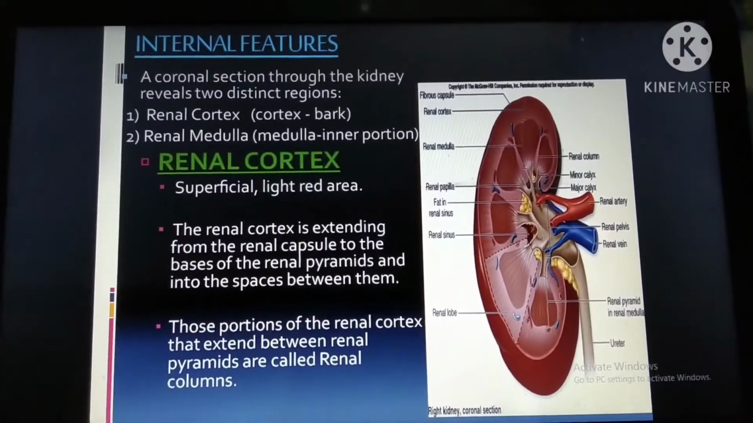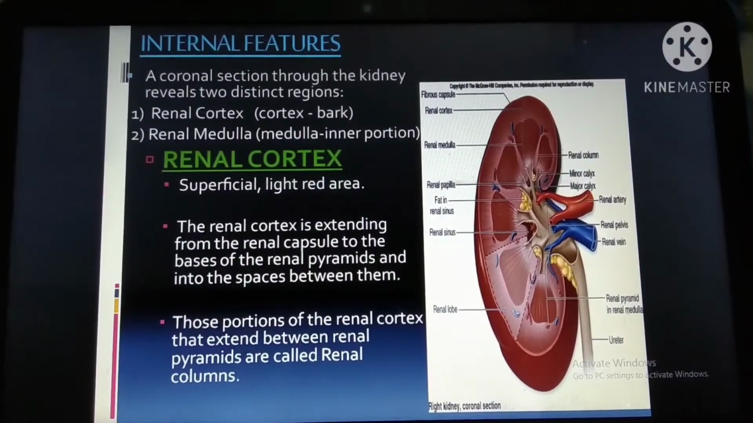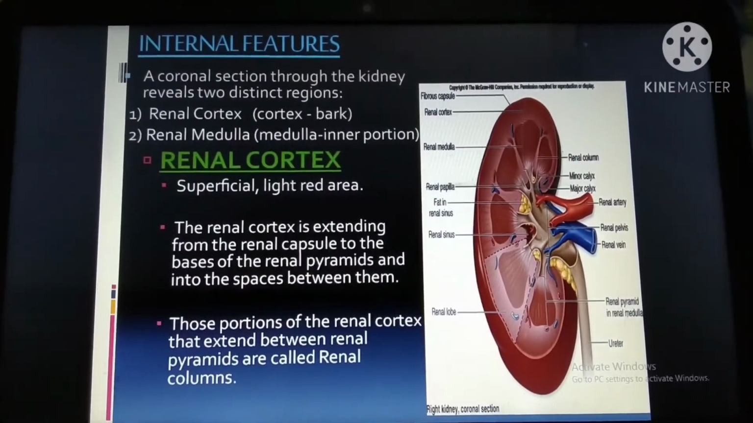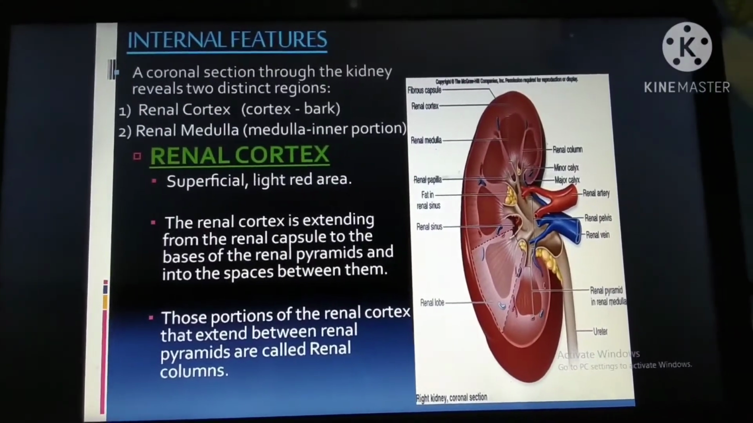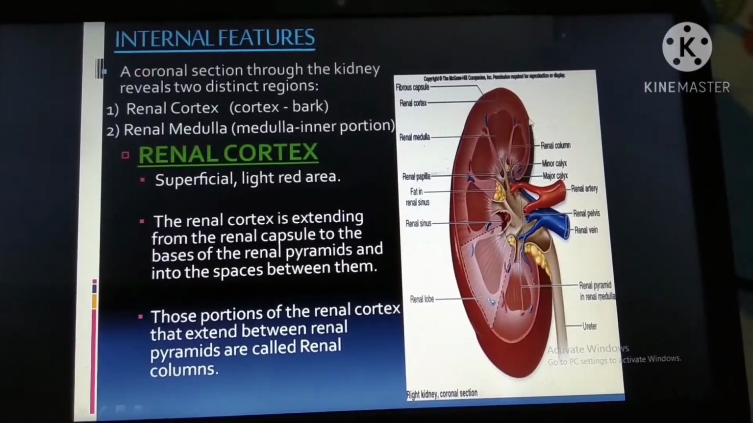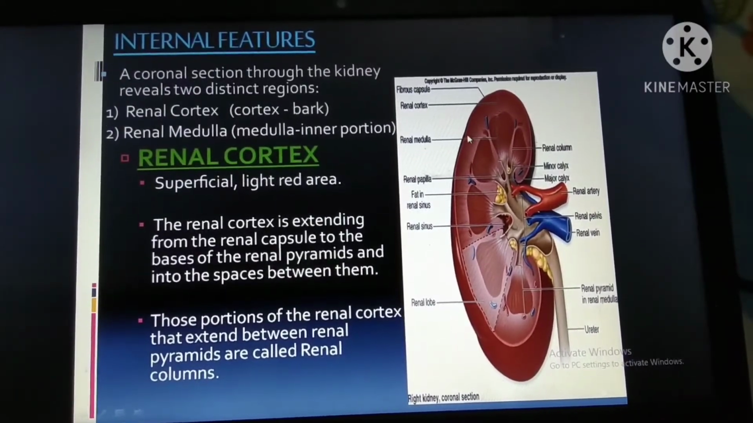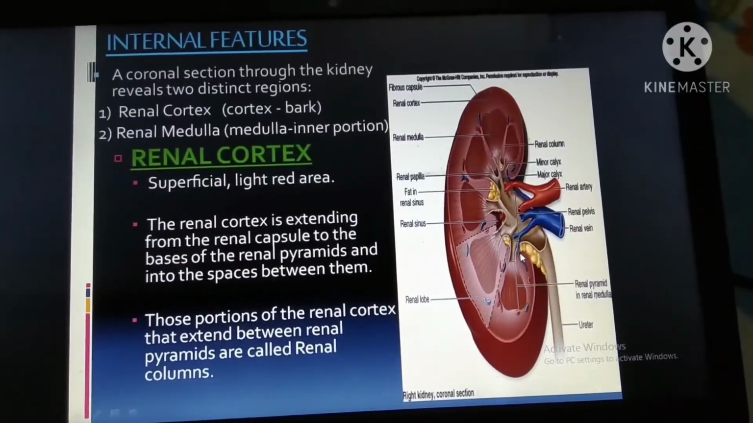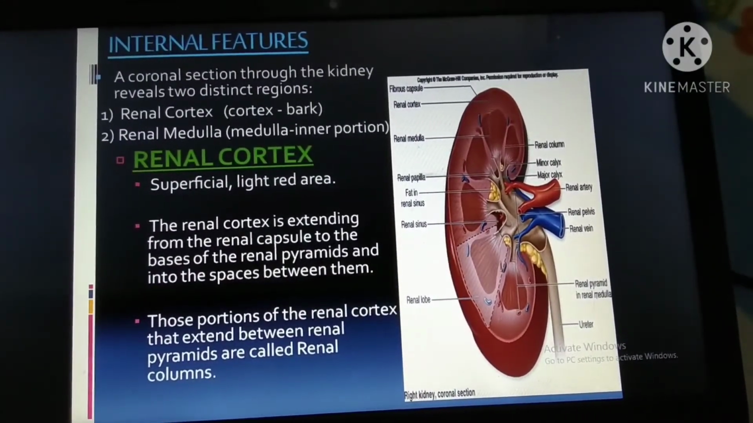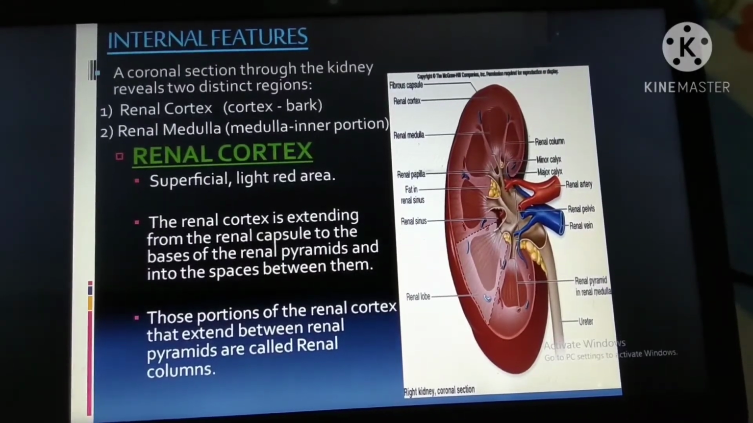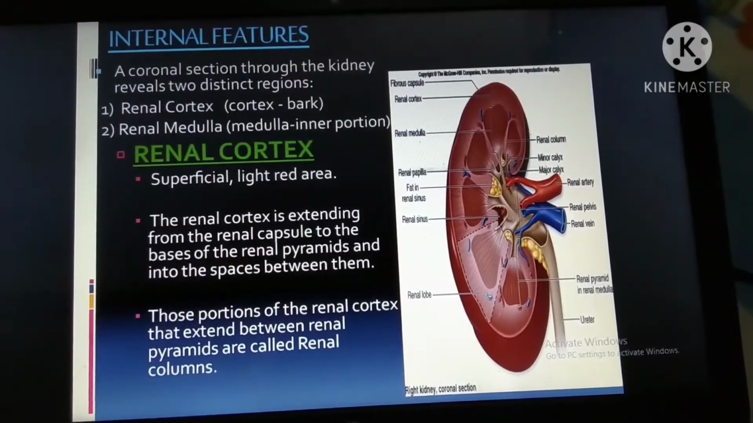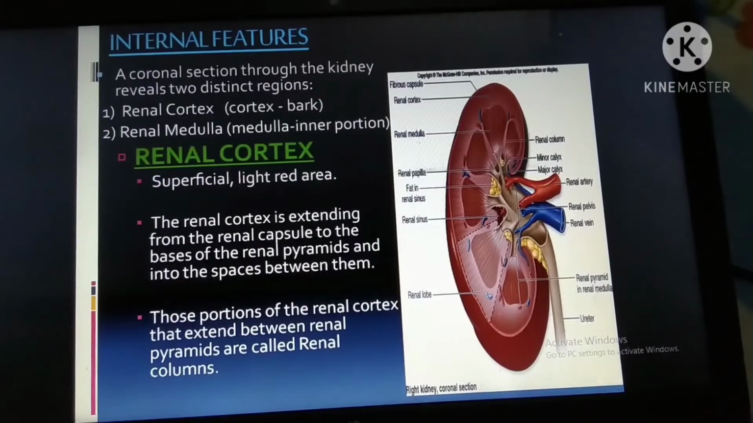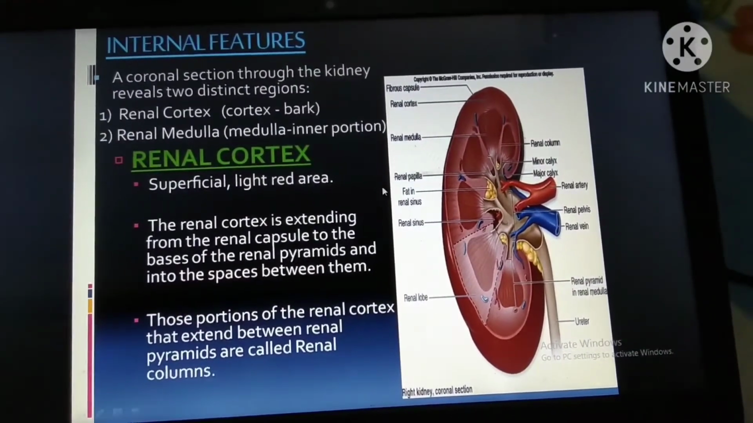Internal feature: a coronal section through the kidney reveals two distinct regions. One is renal cortex, another is renal medulla. So here is your renal cortex and here is your renal medulla. Renal cortex is the superficial light red area. The renal cortex extends from the renal capsule to the base of the renal pyramid and into the space between them.